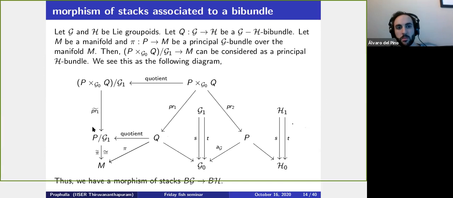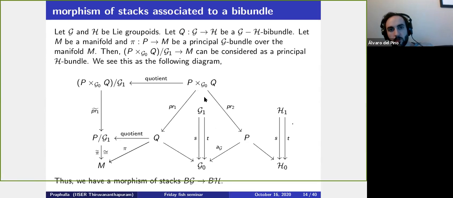So start with a principal G bundle Q to M. Then consider the pullback of Q to G0 and P to G0. This gives a manifold P cross Q over G0. This is what we do for Lie groups also. We take a principal G bundle, consider P cross G quotient with the Lie group G. It turns out that from that to the manifold M, that becomes a principal H bundle.